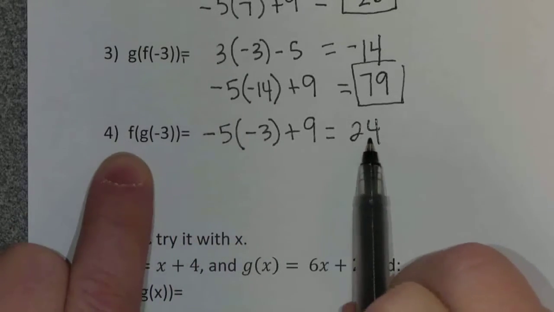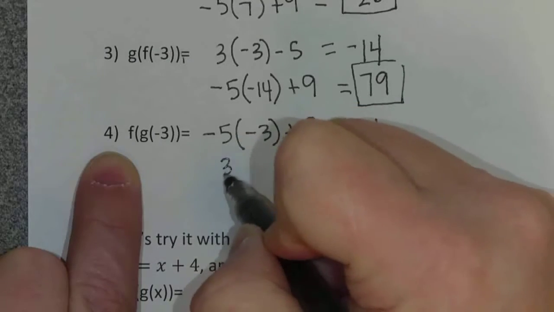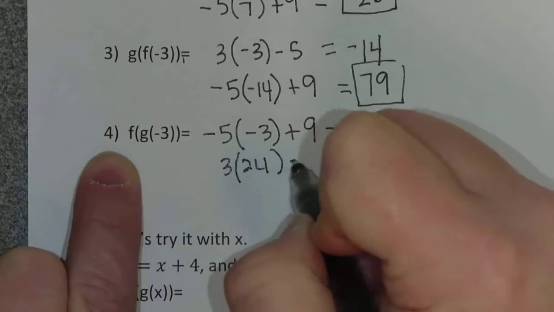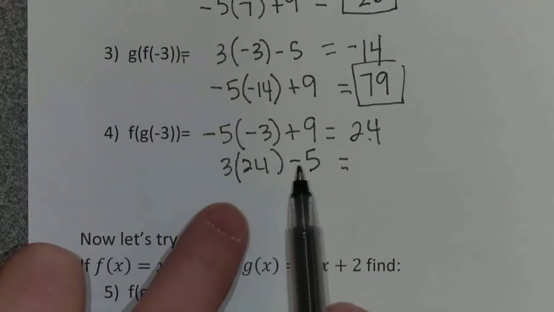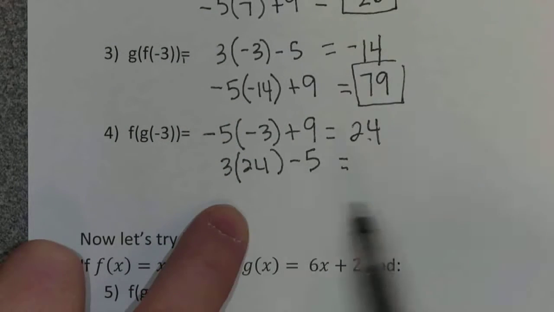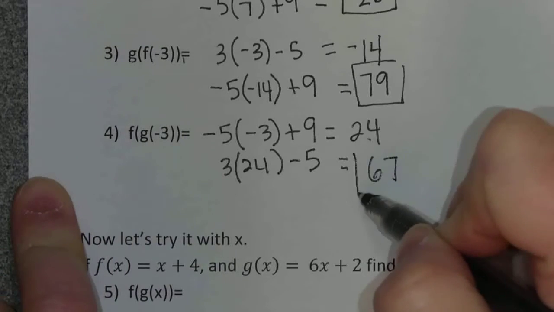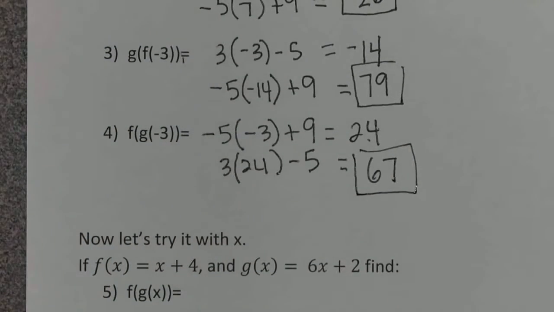Okay. 24 goes into the F function. So 3 times 24 minus 5 would be 72 minus 5. So 67. You guys are right. Nice job. Okay. All right.